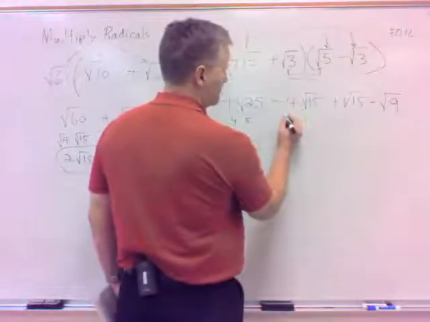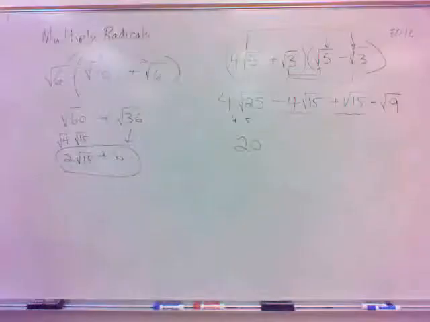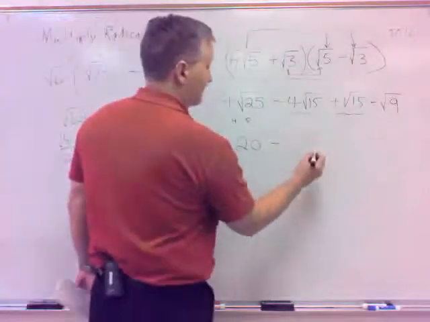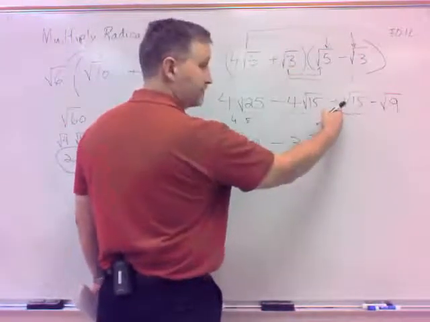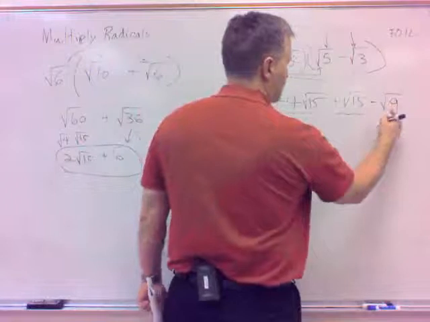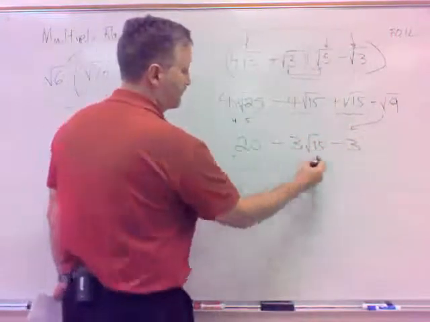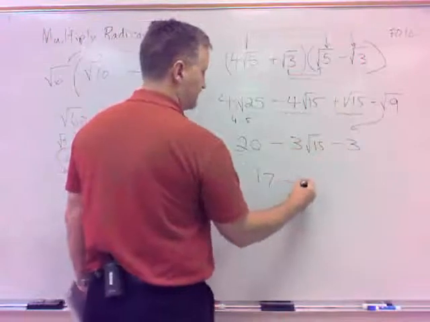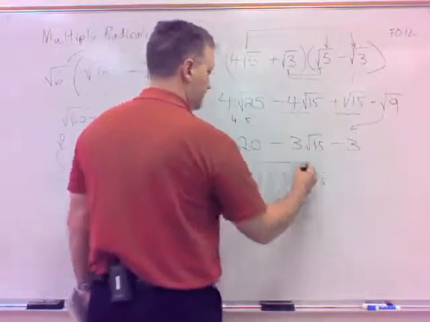Also, notice, what about the middle two here? You add them? Yeah, those are like radicals, aren't they? I've got square root of 15, and another square root of 15. Negative 3 square root of 15, is that what you're saying? Yeah, negative 4 plus 1 is negative 3 square root of 15. And then this one, well, that one's just minus 3. And then, of course, I've got 20 minus 3. That's 17. So I get 17 minus 3 square root of 15.